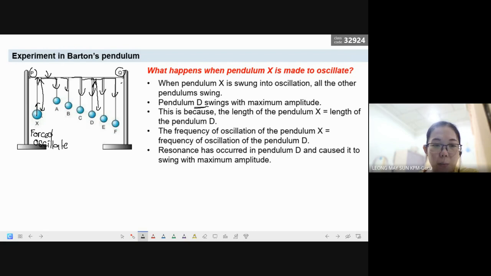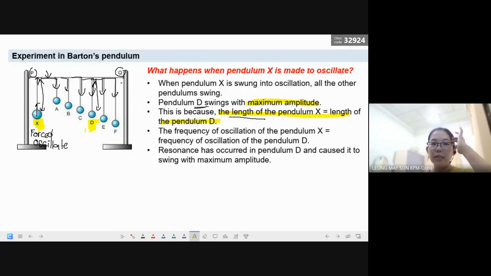Even though pendulum X is bigger compared to the rest of the pendulums A to F, X and D have the same length of pendulum. The length of pendulum X and the length of pendulum D is the same. Therefore, pendulum D will swing with the maximum amplitude. The frequency of oscillation of pendulum X is equal to the frequency of oscillation of pendulum D. So resonance has occurred at pendulum D and caused it to swing with maximum amplitude. So resonance happened between X and pendulum D.